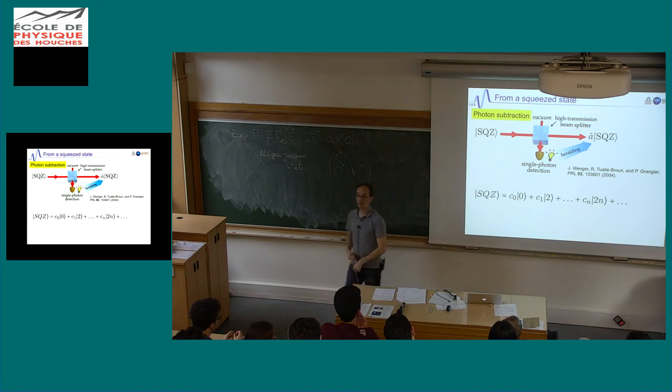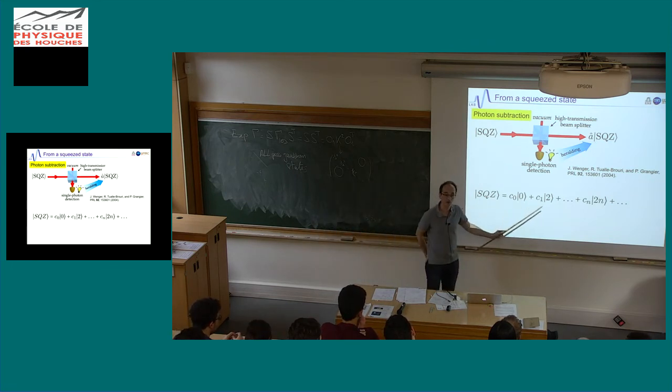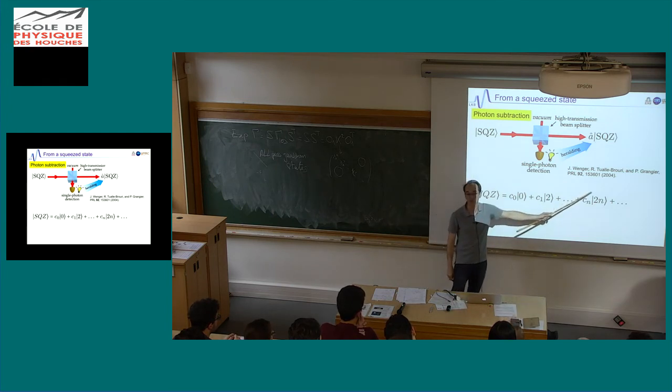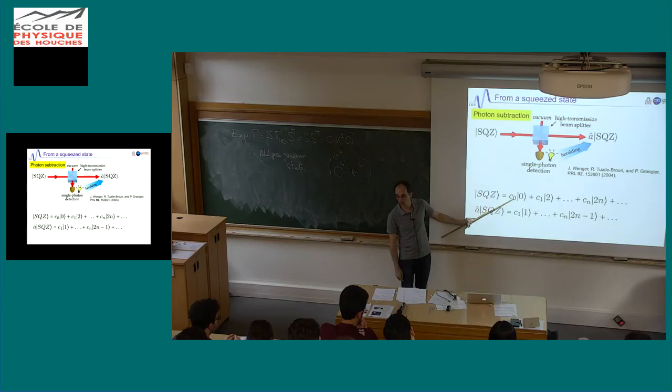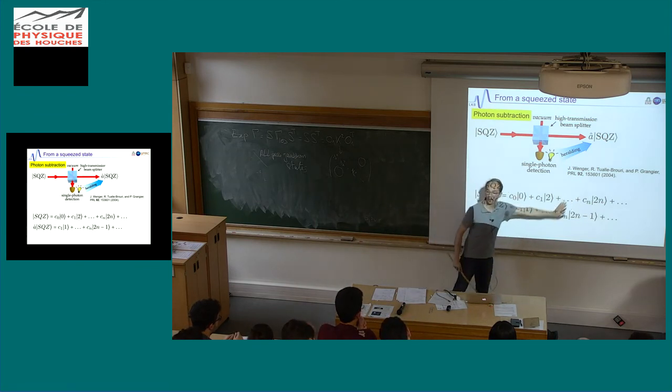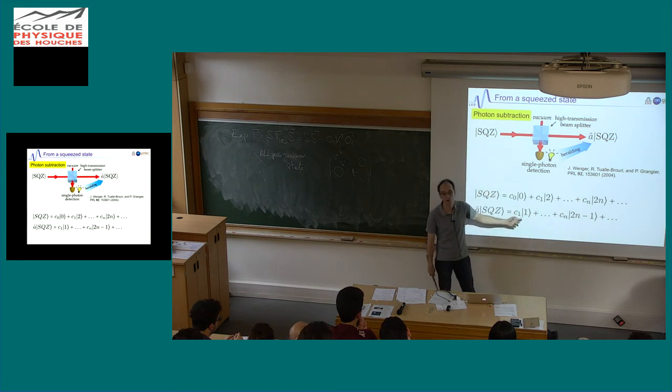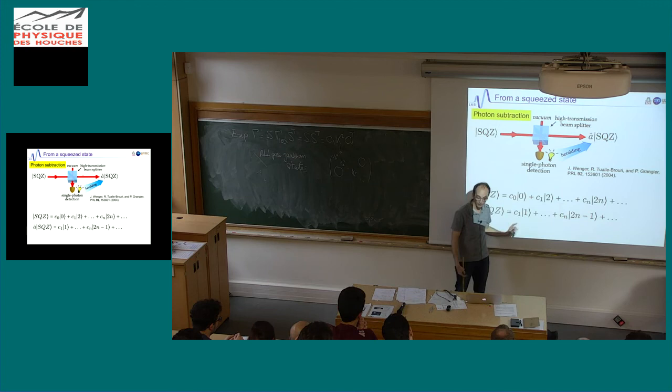A squeezed state is a state which is generated from a quadratic Hamiltonian. So I have a dagger squared. So it's composed only of even numbers of photons. Okay? If I apply the annihilation operator, what I get is this one. I remove the vacuum component, and this becomes a non-Gaussian state. So for instance, if you have weak squeezing, all the higher orders are zero, and what you get is very close to a single photon state. But in fact, you can show that whatever the squeezing level, this is a non-Gaussian state.